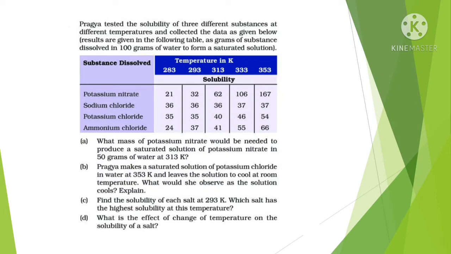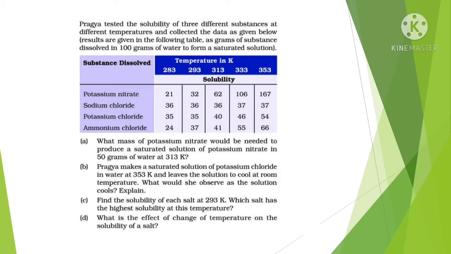Now we have to find out how much potassium nitrate would be soluble in 50 grams of water at the 313 Kelvin temperature. That will be half of the substance that is dissolved in 100 grams of water. If we divide 62 by 2, we get the answer 31 grams. So 31 grams of potassium nitrate would be needed to produce a saturated solution of potassium nitrate in 50 grams of water at 313 Kelvin.